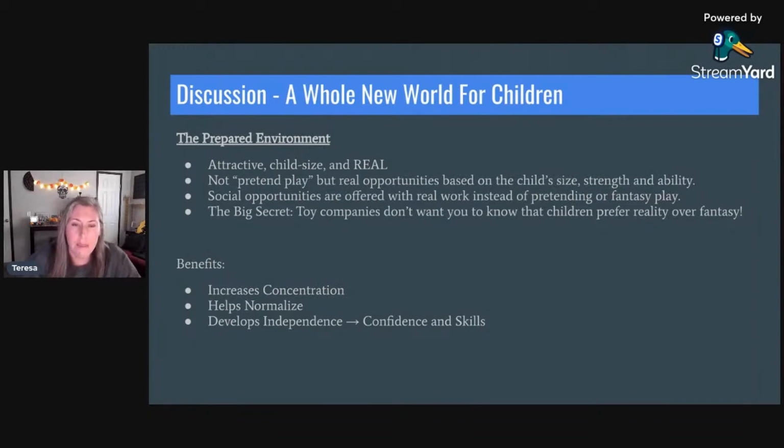The benefits of the prepared environment is that it increases concentration. It helps normalize the child. It helps put their world into order. It helps develop independence, and that independence creates confidence and skills. And that's what we're looking for. We're looking for a skills-based education. And yes, that can start in the first plane of development with those 0 to 6-year-old children.